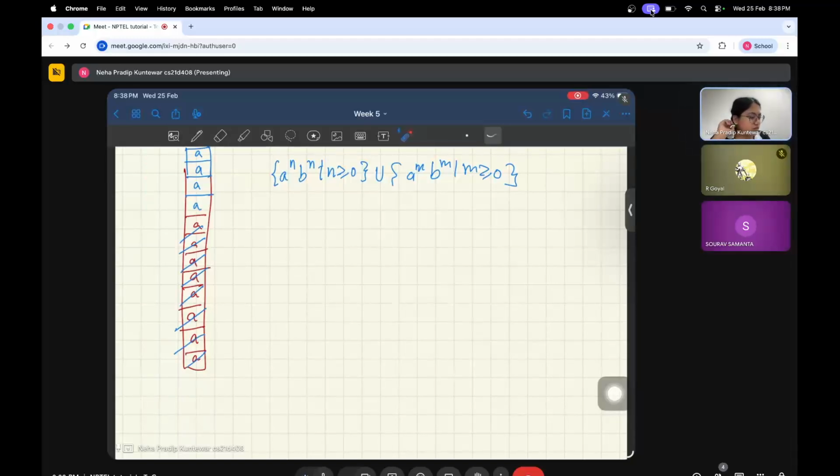I don't understand exactly what you're saying. Probably he said something like a raised to the power n, b raised to the power n, union a raised to the power n, b raised to the power 2n. You said 2n, or is this what you are saying?